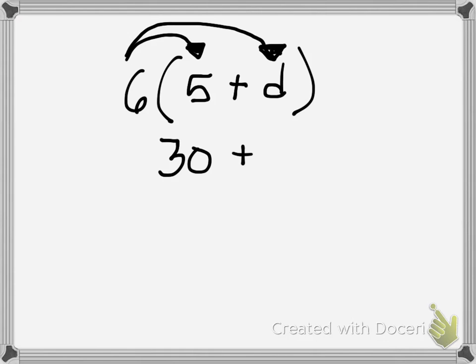6 times d. Well, how many d's are there? I know there's no coefficient in front of it. There's nothing in front of that d. So there's only one d. So 6 times 1d is 6d. And I'm done. That's as far as I can go with this one.